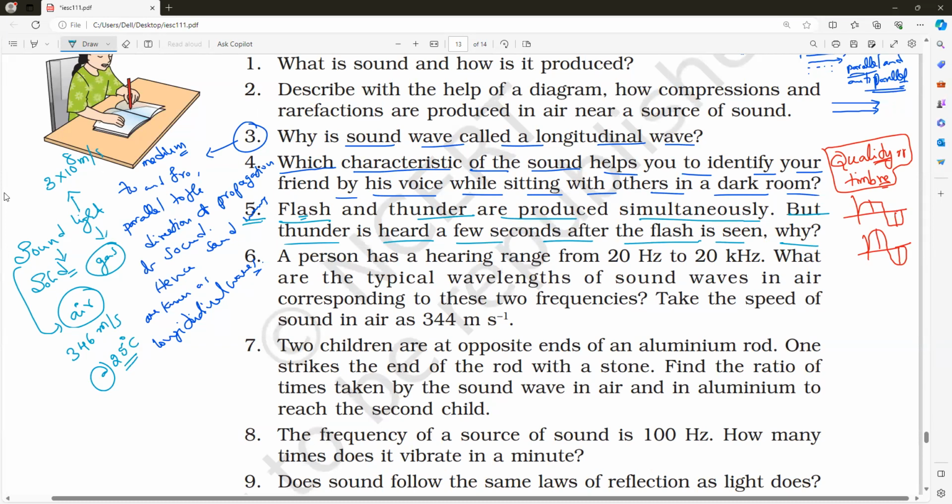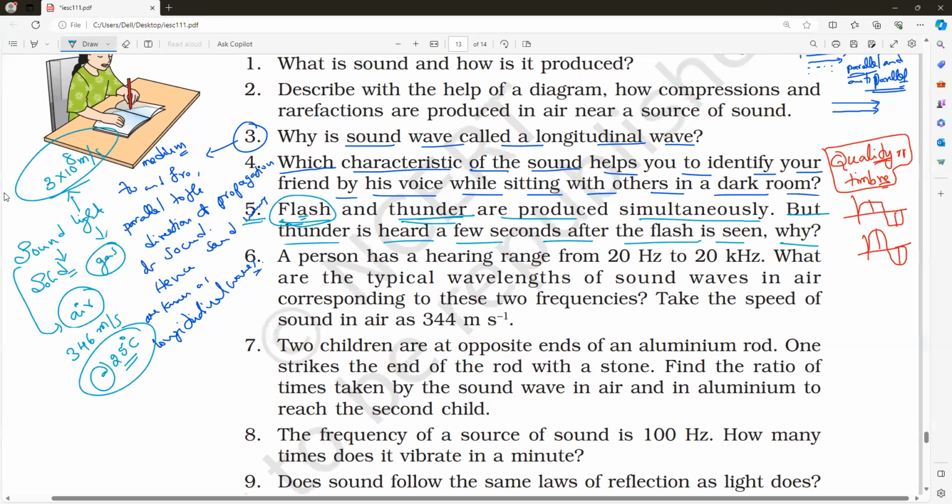So that's the reason which one we can see first and which one we can hear later. We can see the flash first, and then after a few seconds, we can hear the sound produced by that. That is what we used to say is thunder. So write the answer, and write the values also, it is more effective.